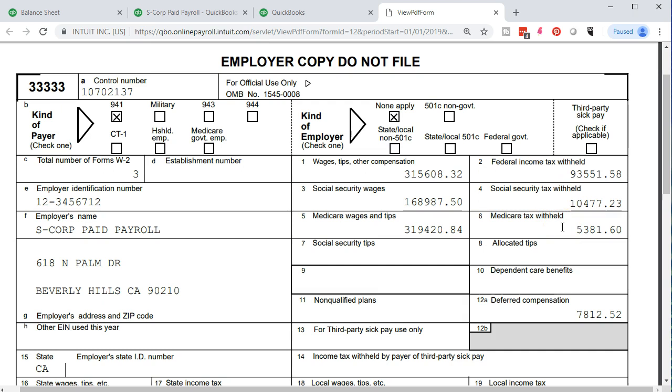Notice that FUTA is not here at all. The federal unemployment is not on the W-3 because it's an employer tax. It's also not on the 941 because the IRS basically allowed us to have a separate form to calculate that only 1 time a year as opposed to 4 times a year.